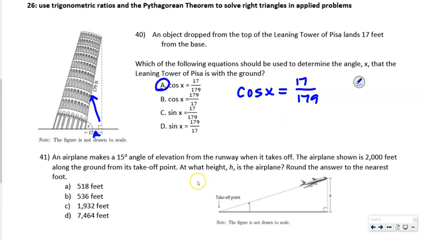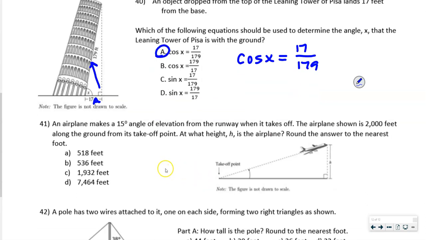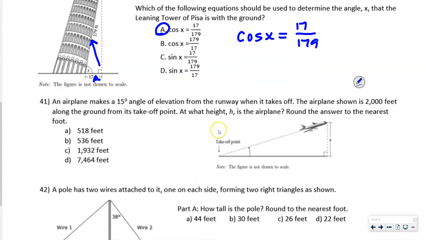Okay? This one says an airplane makes a 15-degree angle of elevation. So that's going to be right here. So we're going to redraw, okay? From the runway as it takes off. The airplane is shown as 2,000 feet along the ground from its takeoff point. So that means this is 2,000 feet right here. At what height is the airplane? H is the airplane. So this is what we're solving for, right?